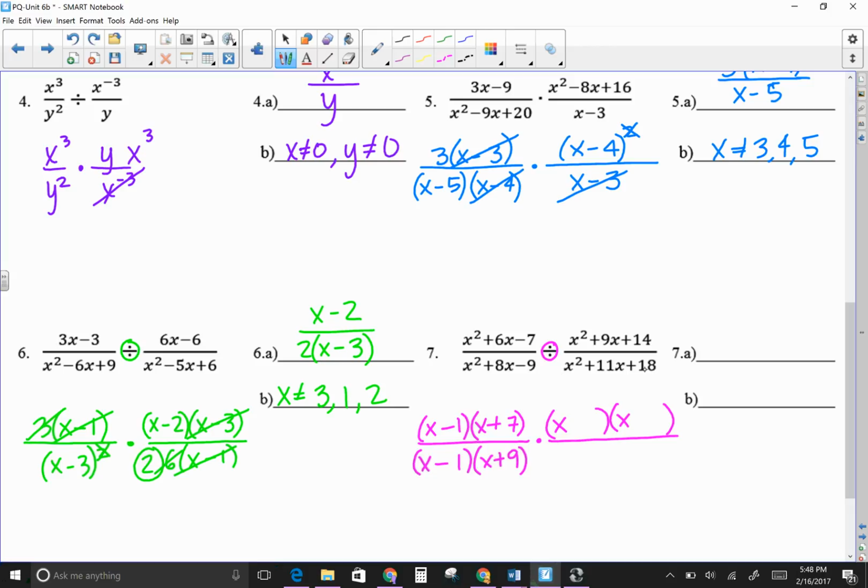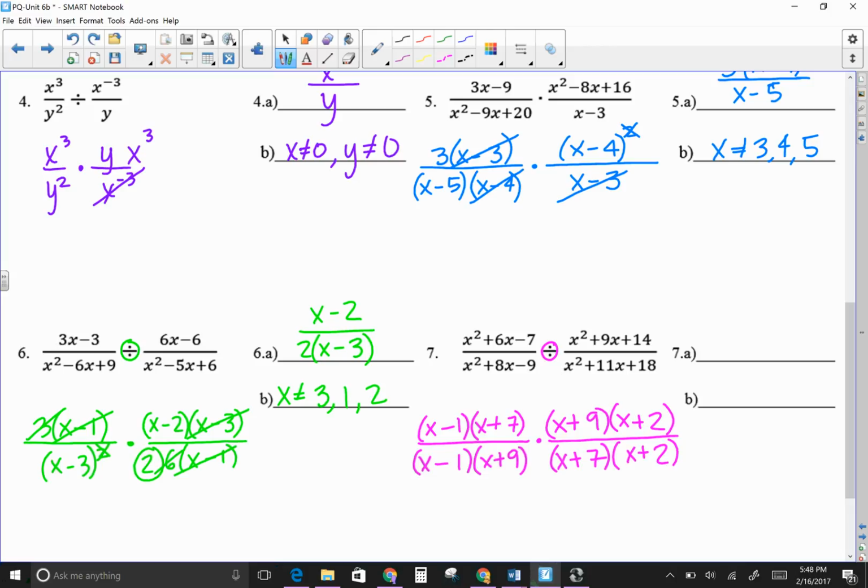I need the factors of 18 that add to give me 11, 9 and 2. Again, when you're adding, these signs will always be the same, and they'll take the sign of that second term. And the factors of 14 and 1 don't add to 9, but 7 and 2 do. So x plus 7 and x plus 2.